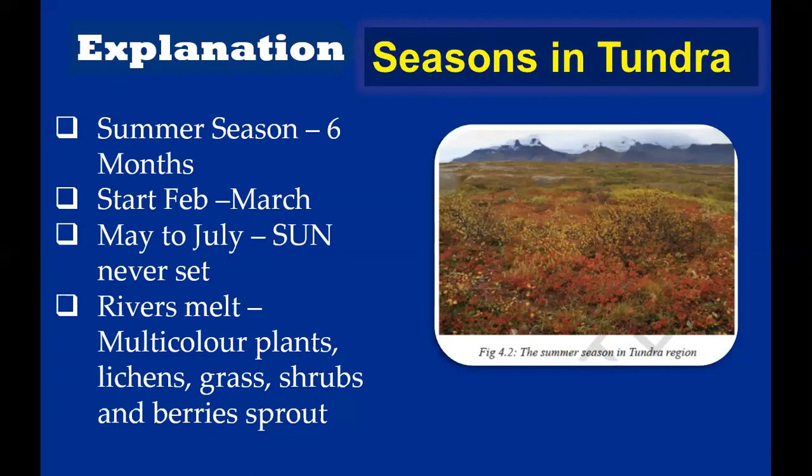And in this period, slowly the rivers which were frozen in the winter begin to melt, and the lakes and even icebergs and everything will be melting, and you find some colorful plants, lichens, grasses, shrubs and berries. They start sprouting in this season, and you find even birds and animals coming here.